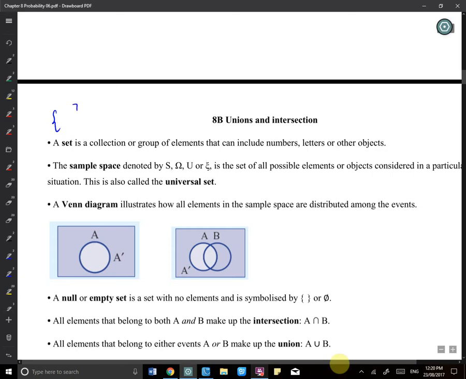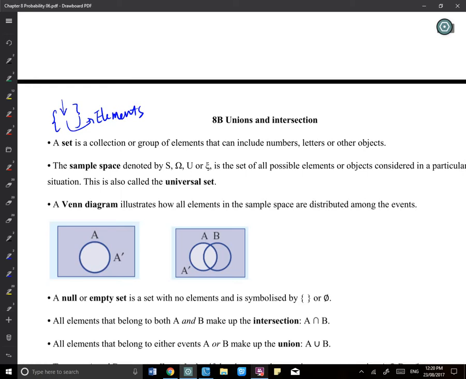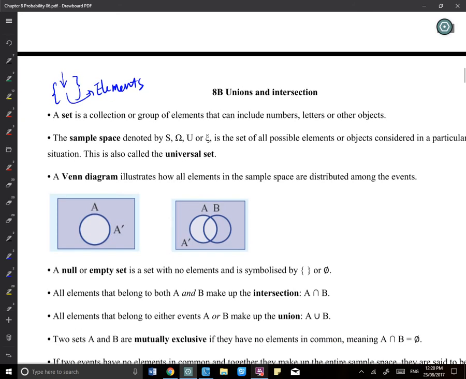A set is written with a curly bracket and has all the elements inside. All the outcomes can be elements, each a member of the set. I just give them a house, like the curly bracket, and put everything inside. That is called a set.